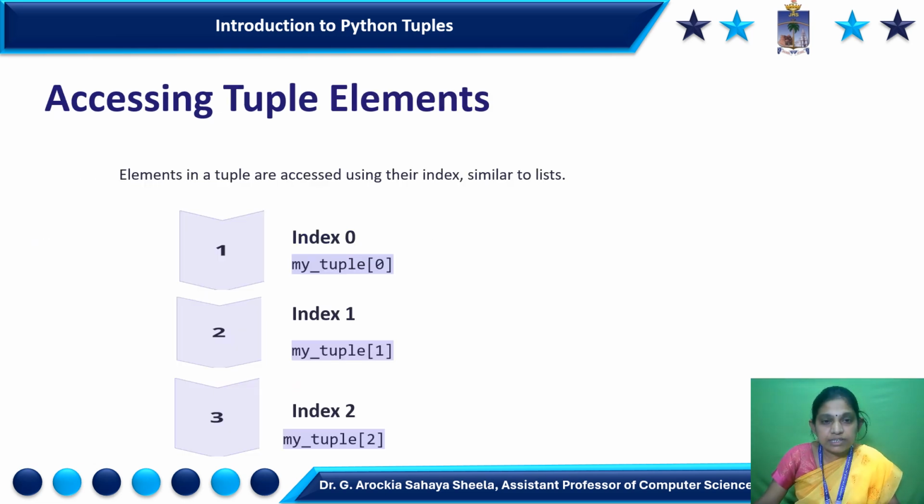The next topic is accessing tuple elements. Elements in a tuple are accessed using their index, very similar to a list. In the given example, my_tuple is the tuple name, and the index value is given as 0. It retrieves the first element in the tuple. In the second example, my_tuple[1] retrieves the second element. And in the third example, my_tuple[2] retrieves the third element, that is, the value at index position 2.